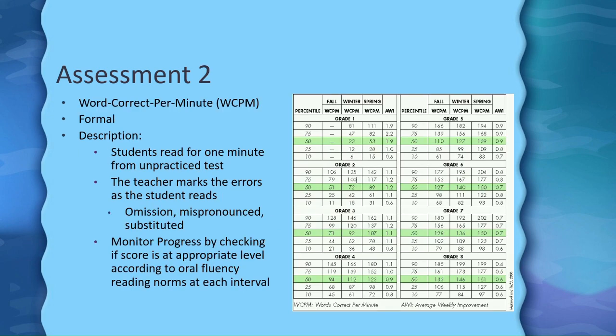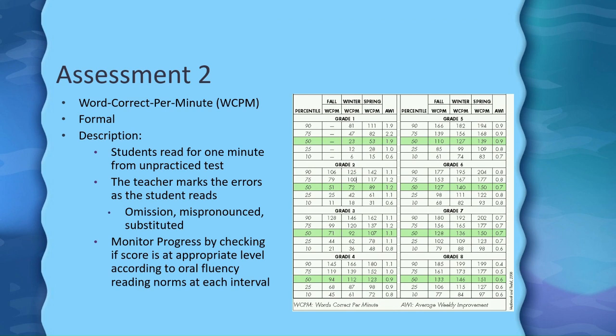So our second assessment is the words correct per minute. This is a formal assessment, and for this one, students read for 1 minute from an unpracticed text. So this is a text that they haven't read before. It can be picked from a book, or it can be picked from a set of texts. So as the student reads it, the teacher marks the errors. So they have their own copy and they mark what they've gotten wrong. This includes omissions, mispronunciations, and substitutions.